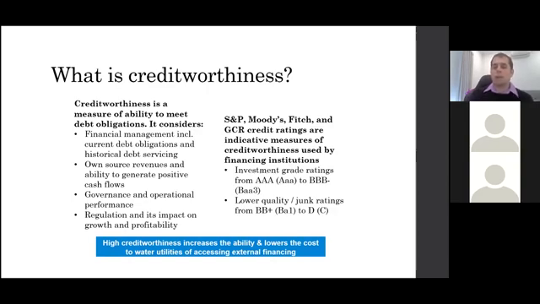But I think that one of the high level things that I hope that everybody will take away from today's lecture is that high creditworthiness increases the ability and lowers the cost to water utilities of accessing external financing. And I think there's an important thing for us to pay attention to, and that's the concept that we're talking about external financing rather than just financing in general.